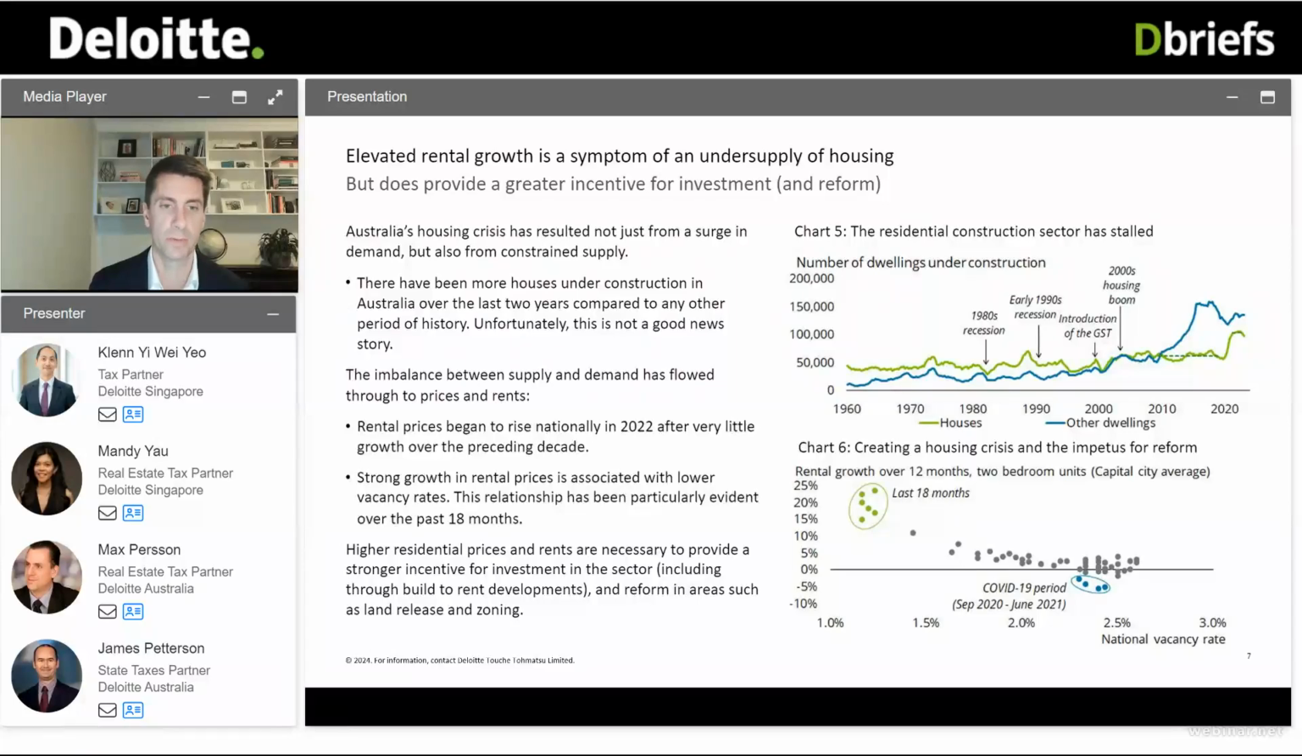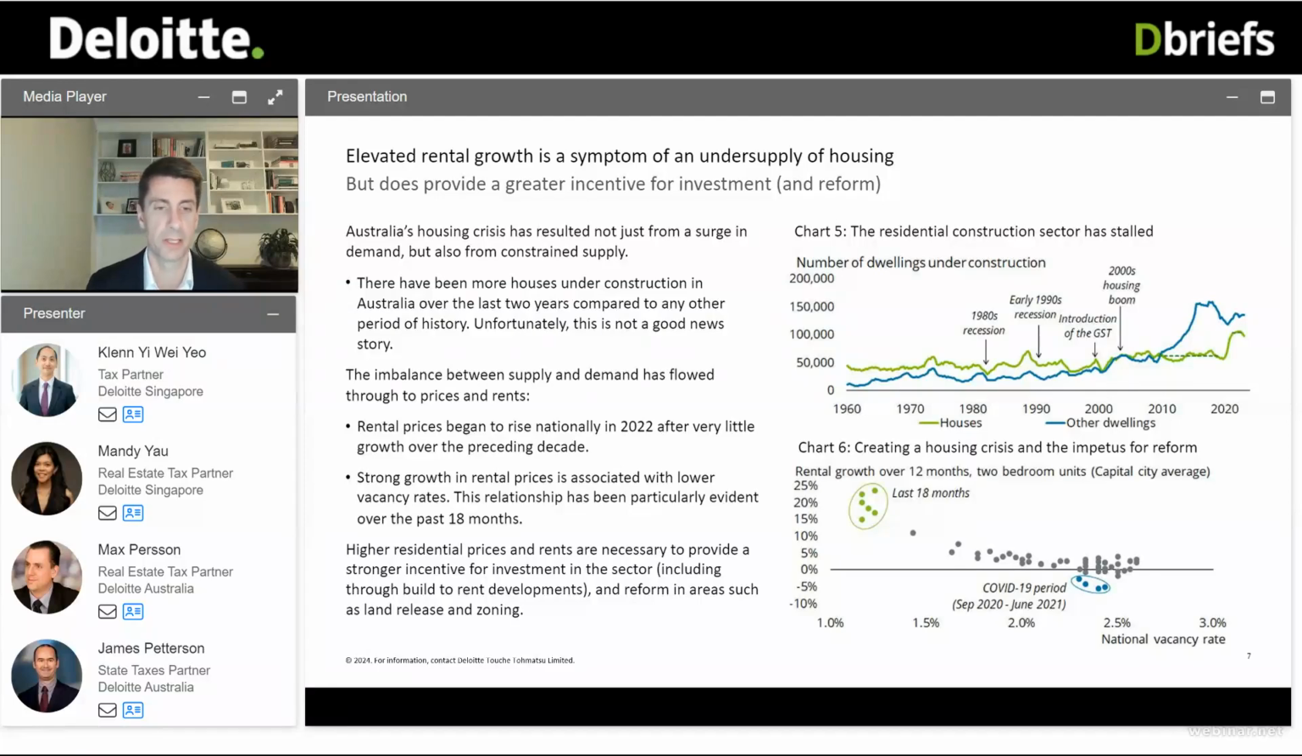But what it also does is provide a stronger incentive for investment into the sector, including through higher rents, providing better returns for landlords and for developers. But it also provides an incentive for reform in areas such as land release and zoning. So whilst we are going through a very difficult period in the residential sector at the moment in Australia, those high rents will in fact eventually start to flow through to a better supply.